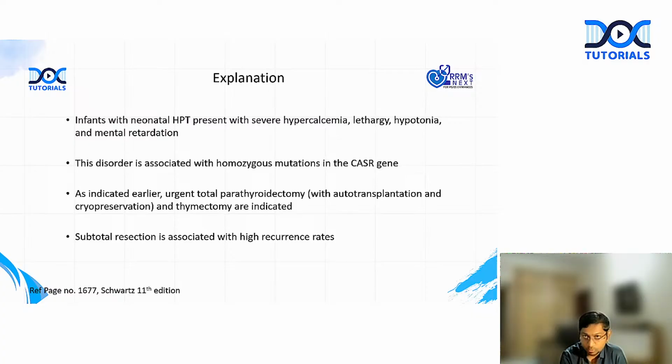So this is a homozygous calcium sensing receptor gene mutation. It is a sister mutation similar to familial hypocalciuric hypercalcemia, which is a heterozygous mutation. There it is mild hypercalcemia, presenting usually in adulthood, and you can manage even conservatively. You just have to treat the mild hypercalcemia.